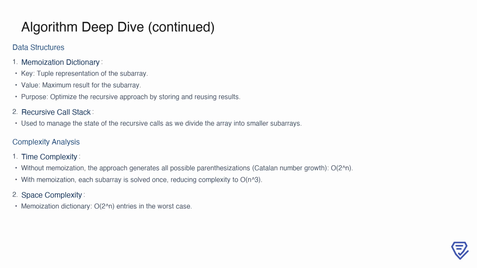For the complexity analysis, the time complexity without memoization grows exponentially, as we explore all possible parenthesizations. This corresponds to the growth of Catalan numbers, leading to an O(2^n) complexity. However, with memoization, each subarray is solved only once, reducing the time complexity to O(n^3).